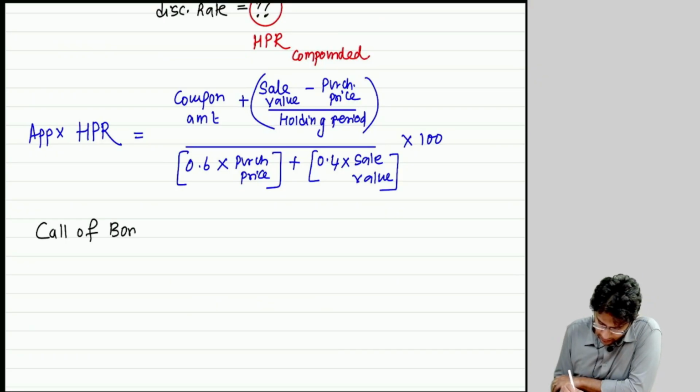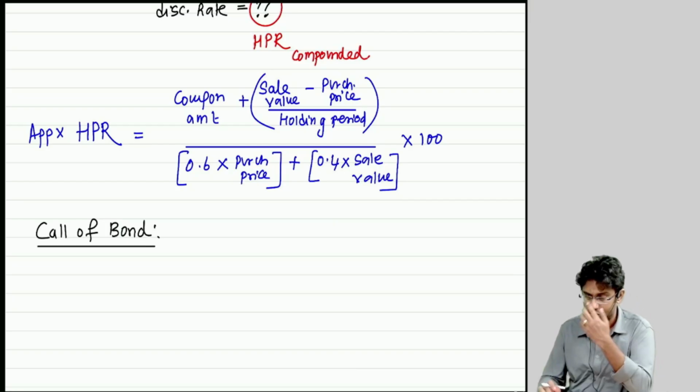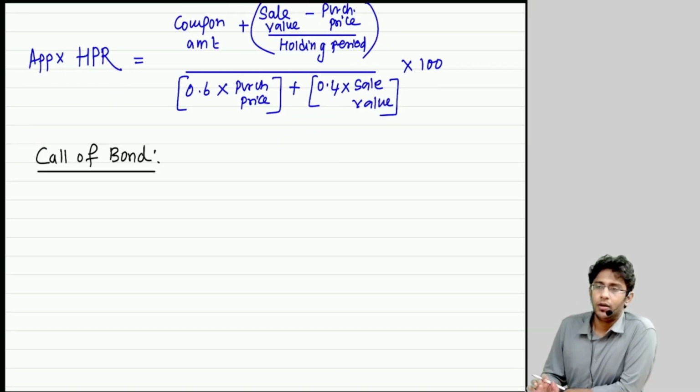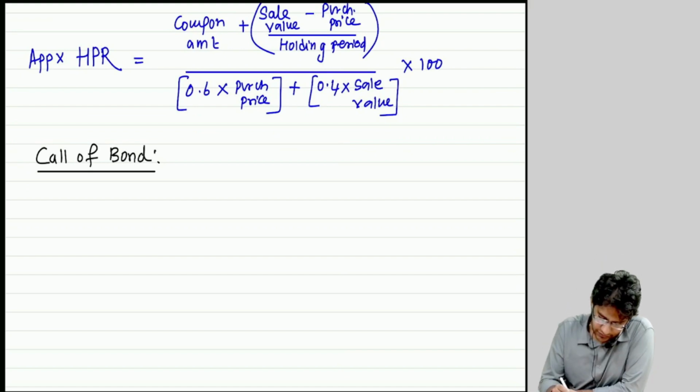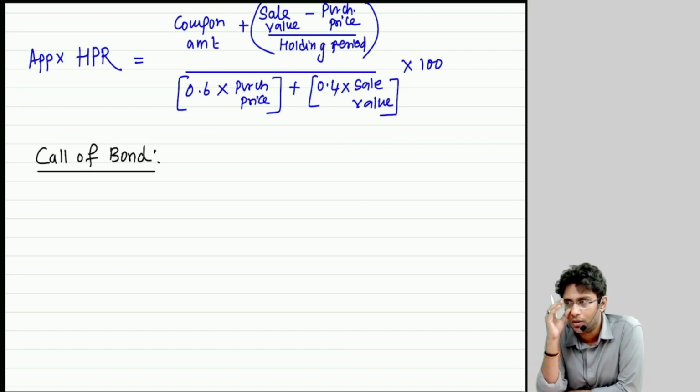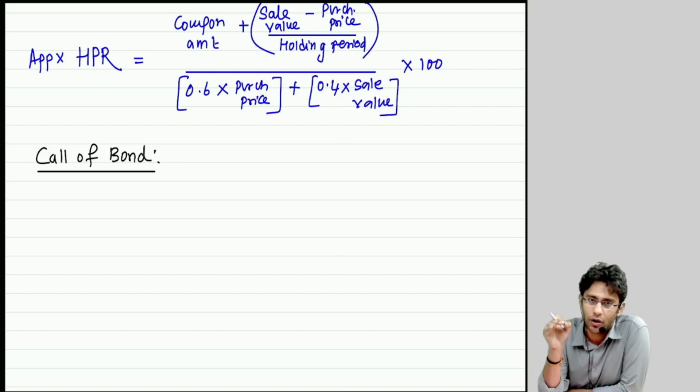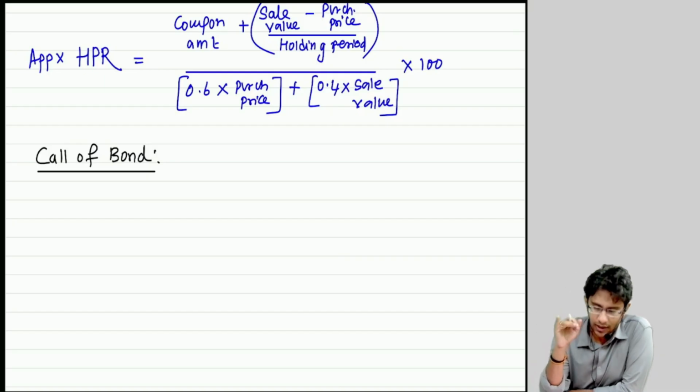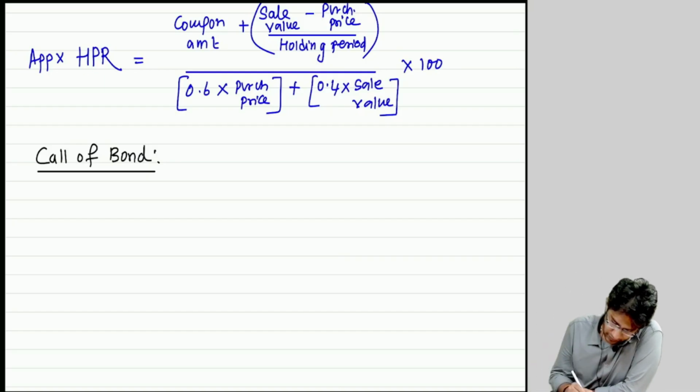Last concept, sir. It's called as call of the bond. Very small concept. With that we are done for today. Call of the bond. First of all, what is the meaning of call? Exact meaning of the word call you will understand after doing a chapter called derivatives, which will come much later for us. Okay. Before that, what is the meaning of call?